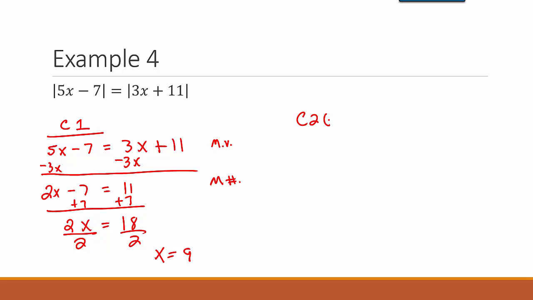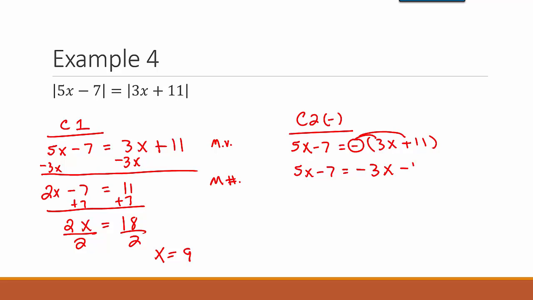Case 2 is our negative case. So again, we leave the left-hand side just like it is. However, we multiply the right-hand side by negative, or negative 1. Now, since I had a binomial over there, remember we have to use the distributive property with this negative. It will change both of those signs over there. And then we will solve this equation just like we solved the last equation.